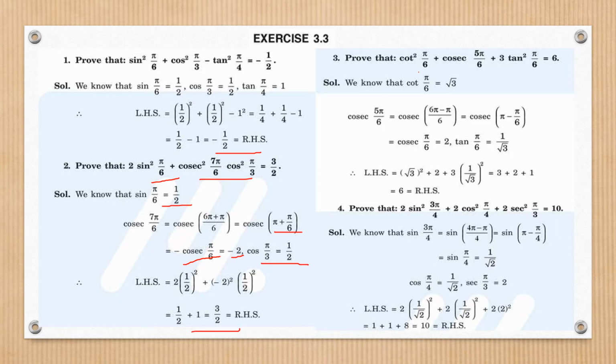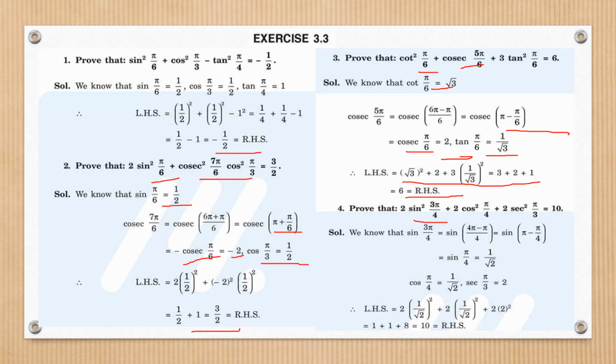In the third one, cot square pi by 6, so cot pi by 6 is root 3. Cosecant 5 pi by 6 can be written as cosecant pi minus pi by 6, which is cosecant pi by 6, that is 2, and tan pi by 6 is 1 by root 3. Put all the values, take the squares, and 6 is the answer.